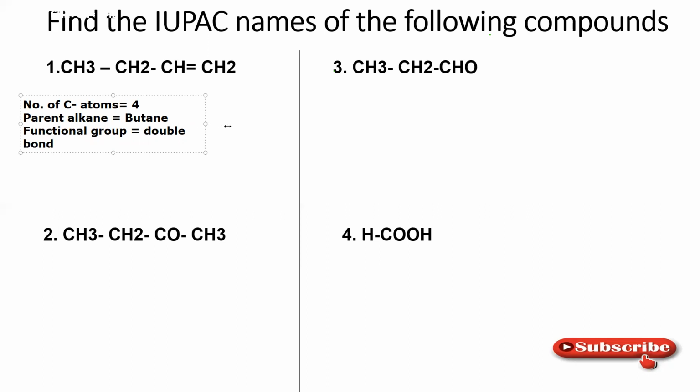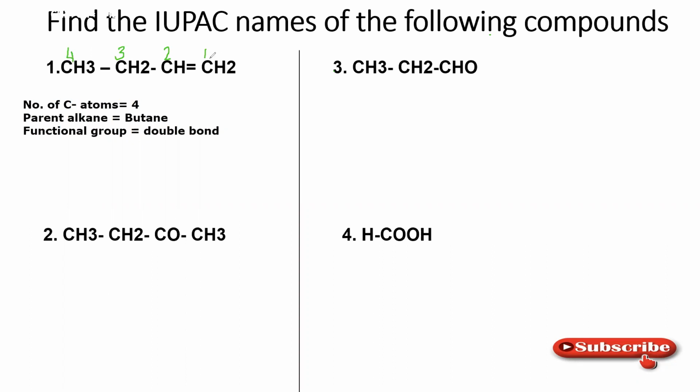Next is, double bond is present on which carbon? We have to number the carbon atoms so that the carbon carrying the functional group should get the least number. So if I start numbering from left to right, 1, 2, 3, 4, the carbon atom carrying the double bond will get number 3. If I start from right to left, it will get number 1.